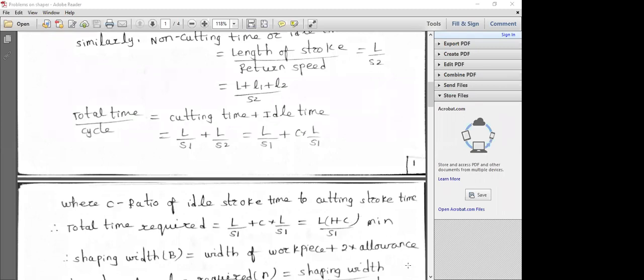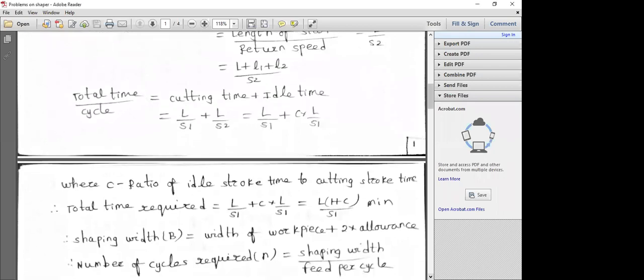So shaping width B is equal to width of workpiece plus 2 into allowance plus twice into overtravel. This is the formula that is given. There is a standard formula that you have to adopt for this derivation. So what is the number of cycles required? Already I told you, it's given by N. It is the shaping width by feed per cycle. So what is the shaping width? It is given by B.